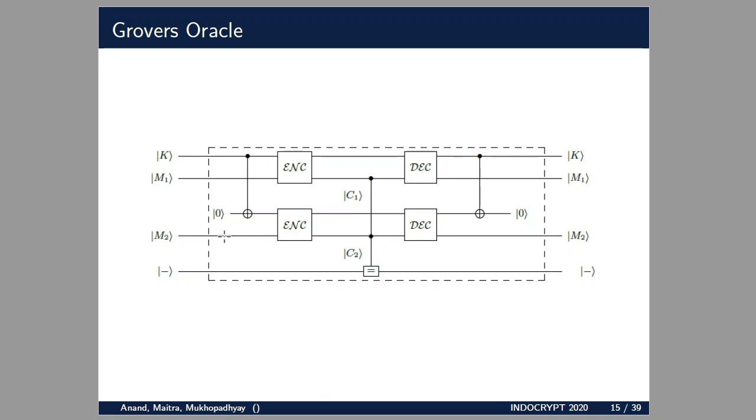Here M1 C1 is the first plaintext-ciphertext pair, and M2 C2 is the second plaintext-ciphertext pair. M1 goes through this encryption where K is the key, and this output is matched with C1. Here M2 goes through encryption and this is matched with C2. If both become equal, then this bit is flipped.